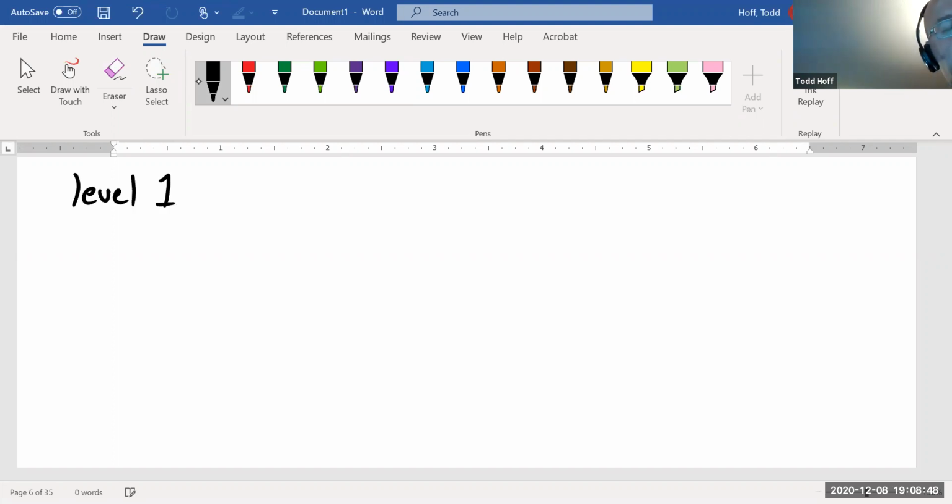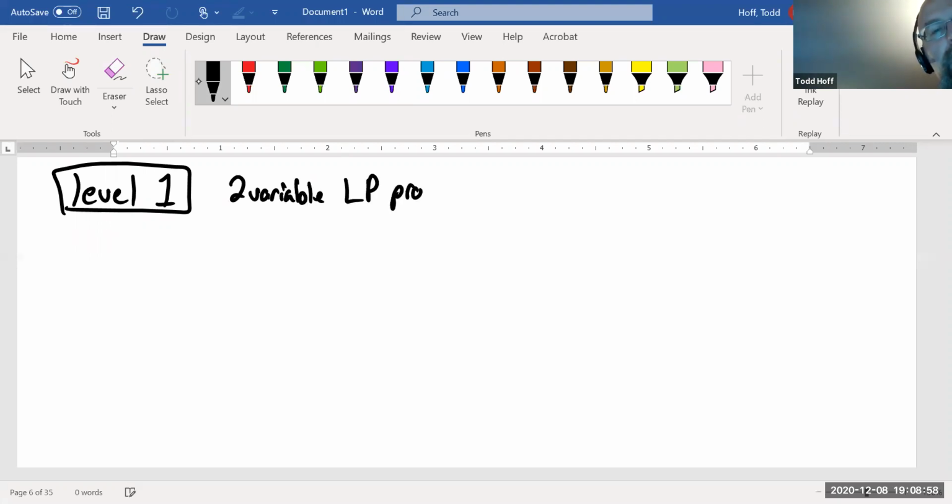So there are really 3 levels of this week's material. Level 1 is the 2-variable LP problems that we solve by graphing. And then also level 1 is the basic simplex method.